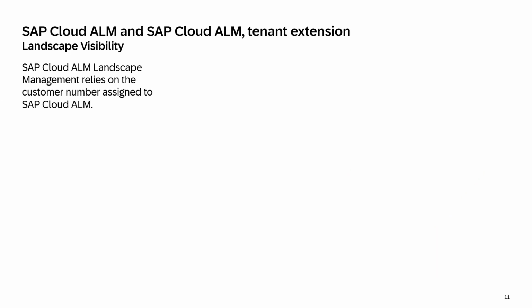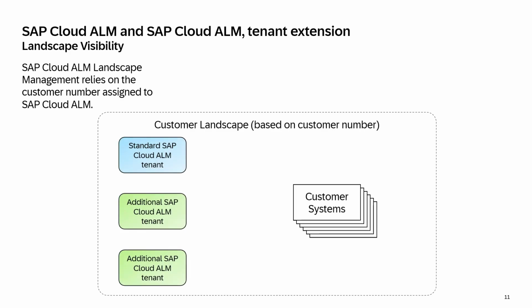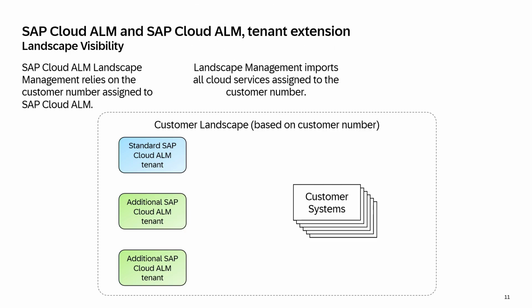Then we already talked about tenant extensions, so this might also be interesting if you are thinking about getting an additional Cloud ALM. You heard in the keynote, and I think Nicola also already gave his presentation during the summit, that it will be possible to get a second Cloud ALM under the same customer number. Now the question is, what happens to the landscape data? What will happen is all the customer systems that we import into the standard tenant, we also import into the additional Cloud ALM tenants.